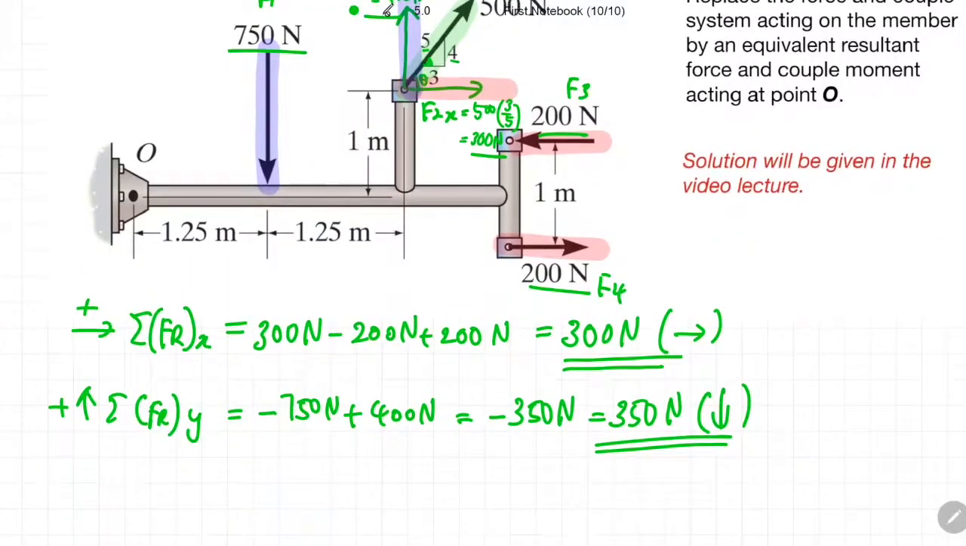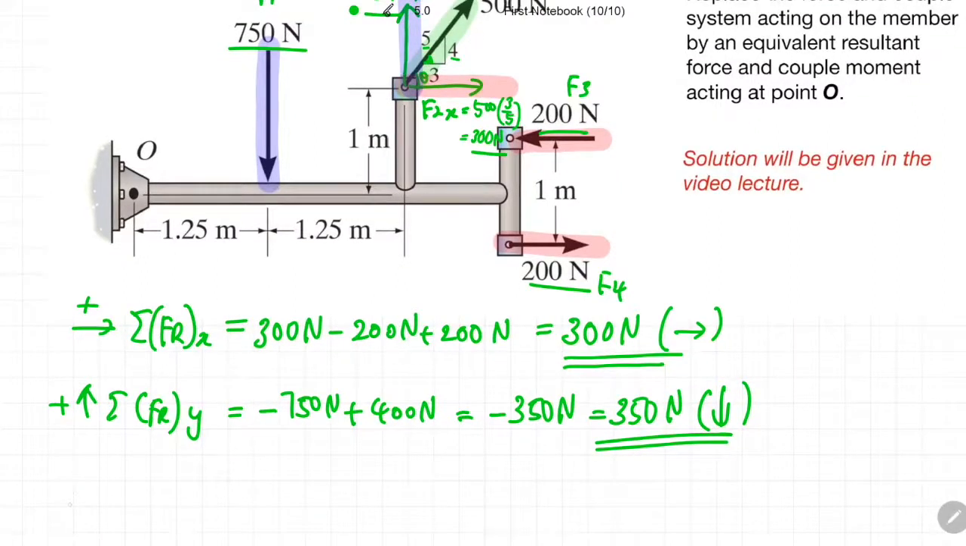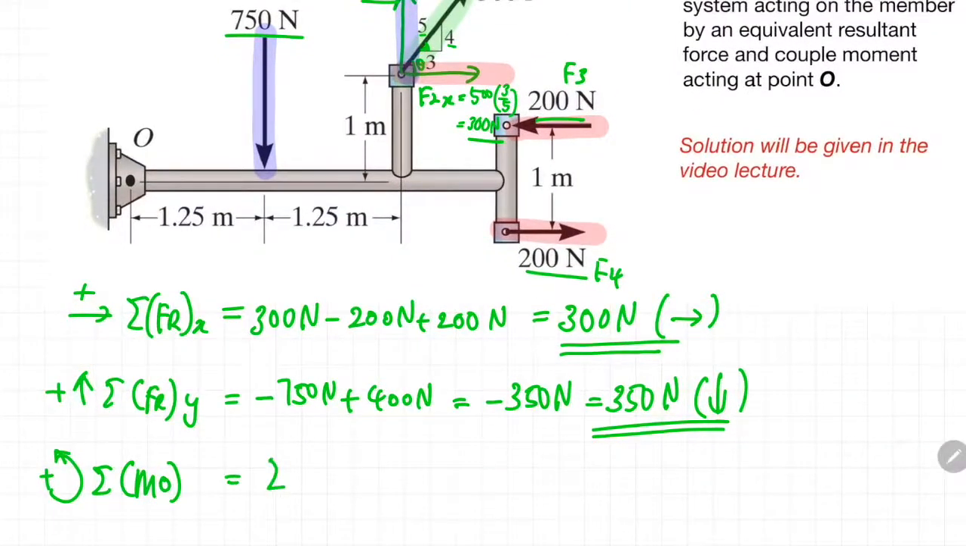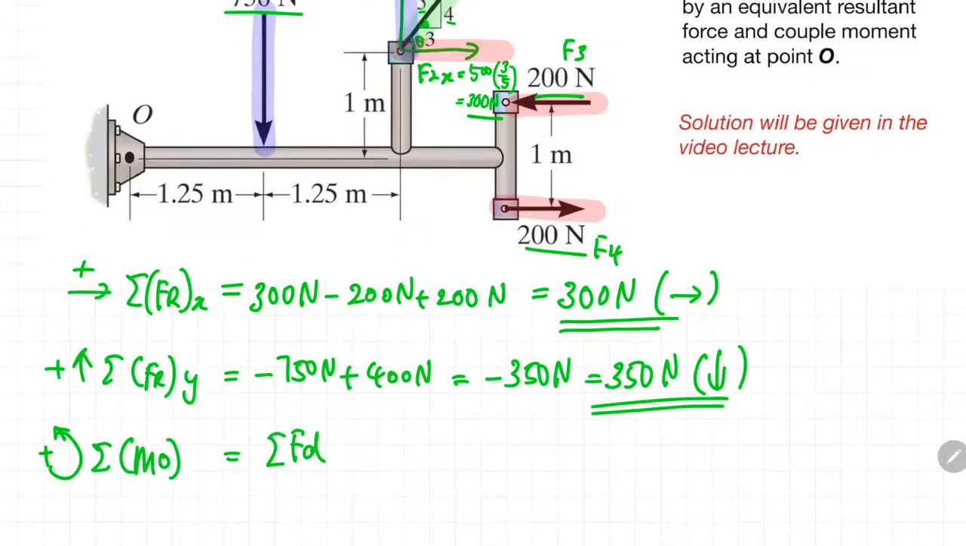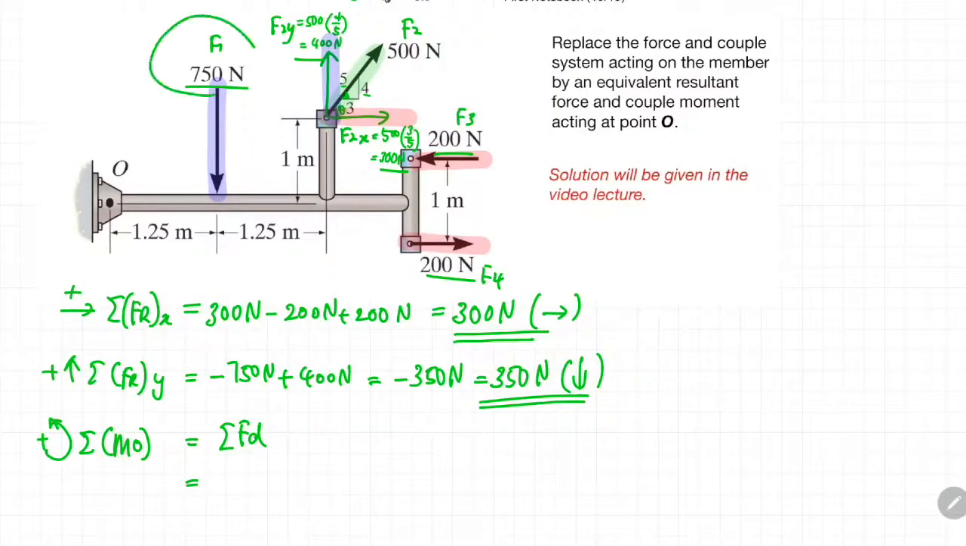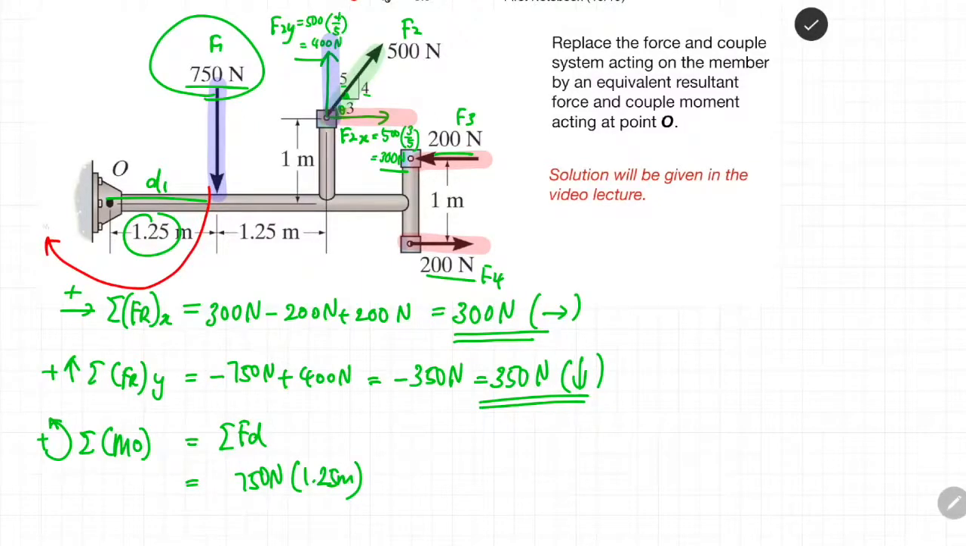Now the next thing we need to look for is the resulting moment acting at point O. This resulting moment is caused by all the external loads acting on the beam. As for the moment calculation, assuming the counterclockwise direction as positive, the summation of the moment about point O is equivalent to the summation of all the forces multiplied by the perpendicular distance to point O. There is 750 Newton over here, and the perpendicular distance to point O is 1.25 meter. If you draw an imaginary circle around point O, you will see that the direction of this moment is clockwise.